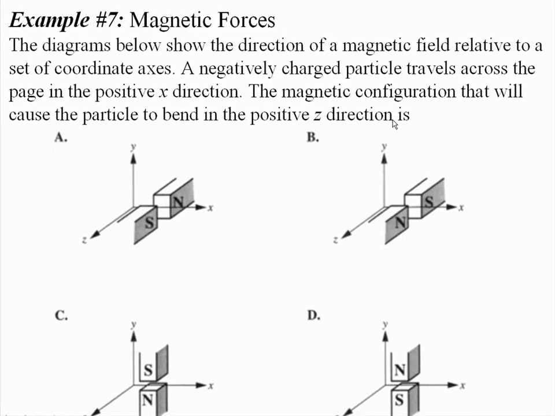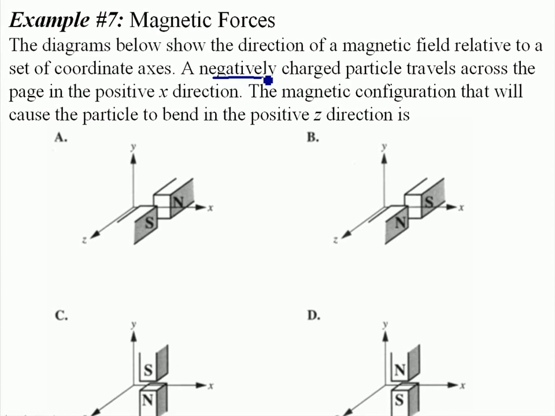Example 7, again we're going to work with magnetic forces on a charged particle. It says, the diagram below shows the direction of the magnetic field relative to a coordinate axis. A negatively charged particle, so now we know which left-hand rule to use, travels across the page in the positive X, so now we know where our thumb is going.